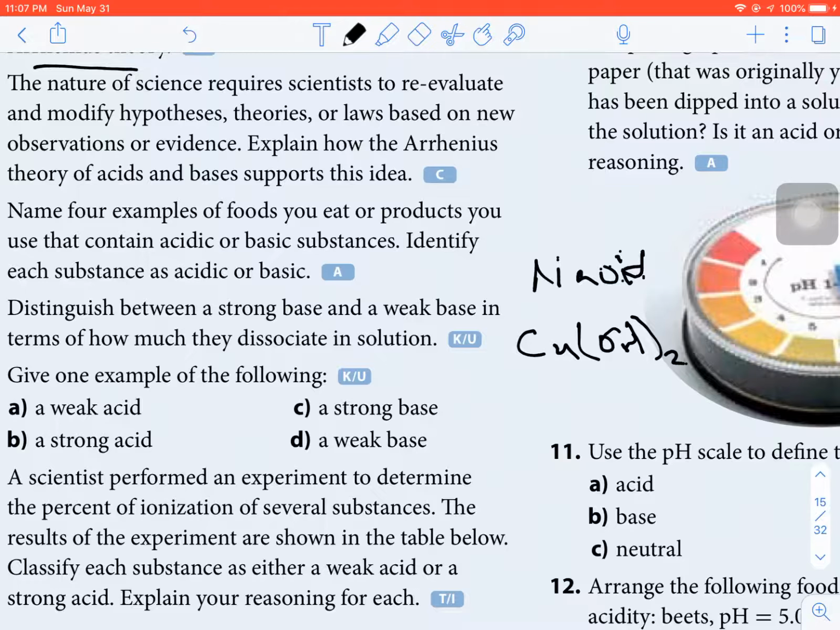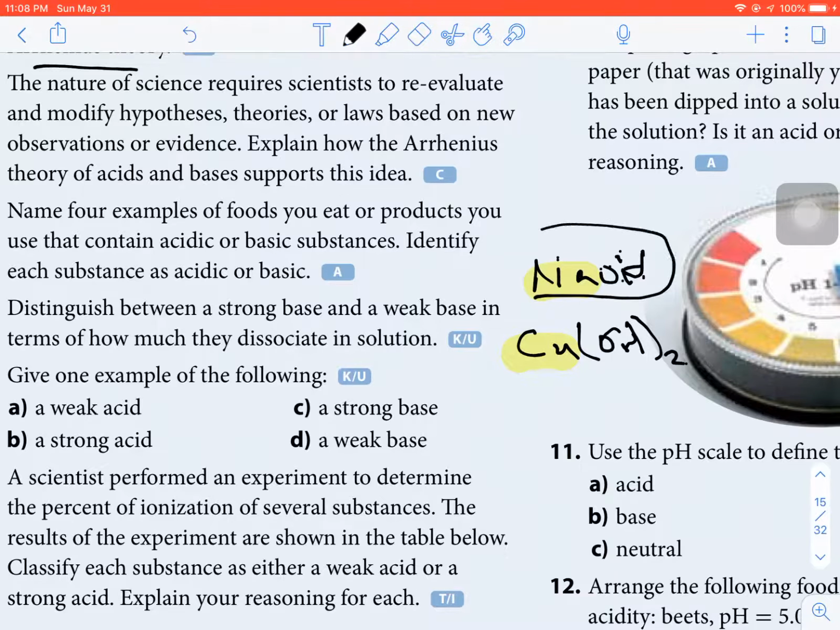And the question is, which is a strong base and which is a weak base? Remember, the strong bases are the ones that contain alkali metals, the group 1 metals, right? So that would make it a strong base. This is not a group 1 or group 2. So group 1s and group 2s make strong bases. These do not.